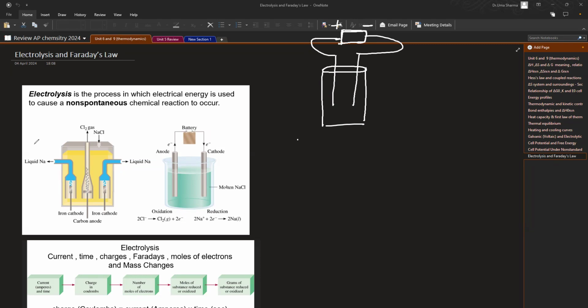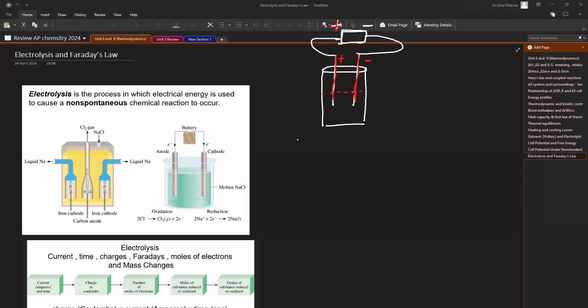The plus terminal will make one of the electrodes positively charged. The negative terminal will make the other electrode negatively charged. So now you're going to talk about the charge on this electrode and the charge on that electrode.